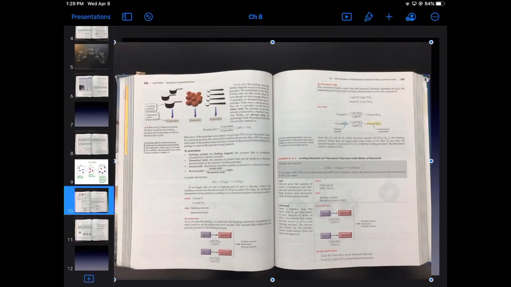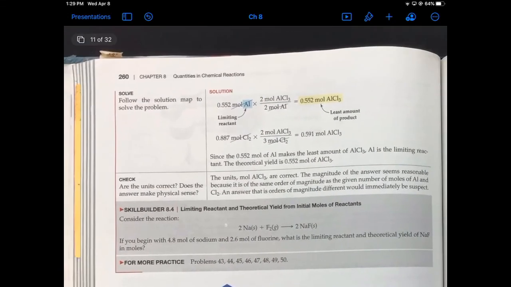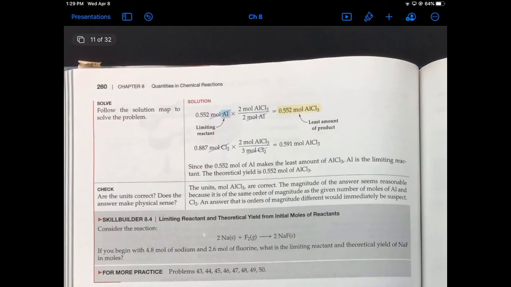And again, you can see the conversion factors they use to do that, right? It's a 2-to-2 relationship between aluminum and aluminum chloride. That's the same thing as a 1-to-1. So that's why you literally have the same amount of aluminum chloride as you have aluminum, right? However much aluminum you have, that's exactly how much aluminum chloride you can make.